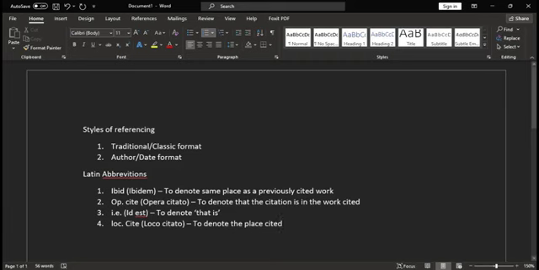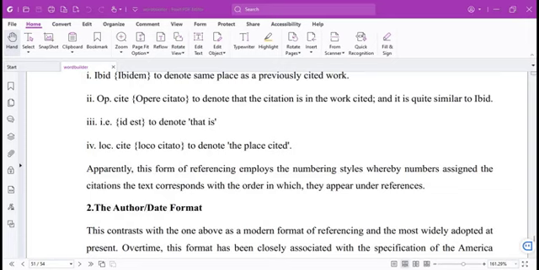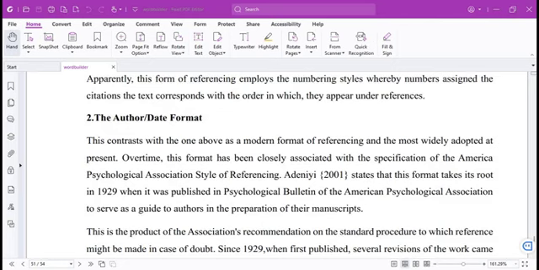Okay, let's go back to the text. Apparently, this form of referencing employs the numbering styles, whereby numbers assigned to citations in the text correspond with the order in which they appear under references. So the next one now is the author date format. Author date format. This contrasts with the one above as a modern format of referencing and the most widely adopted at present.